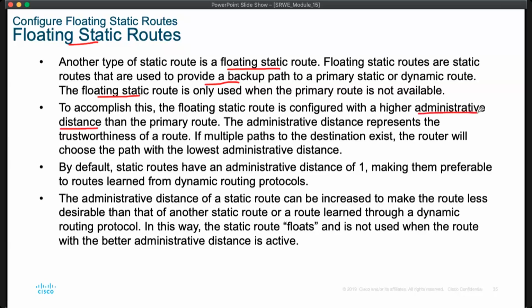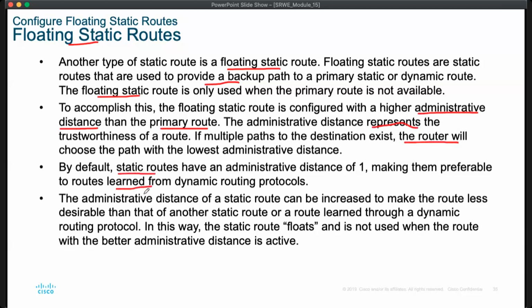A floating static route has a higher administrative distance value than a primary route. The administrative distance, or AD, represents the trustworthiness of a route. If multiple paths to the destination exist, the router will choose the path with the lowest administrative distance. By default, static routes have an administrative distance of 1, making them preferable to a route learned from a dynamic routing protocol.